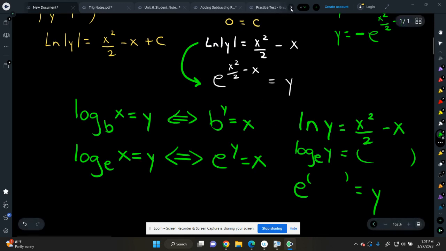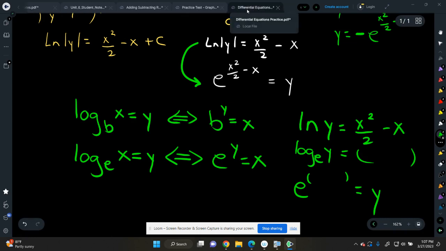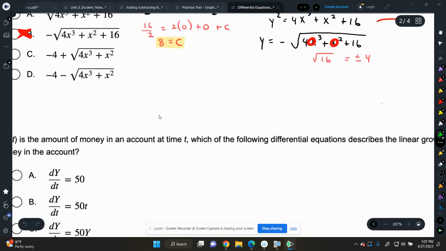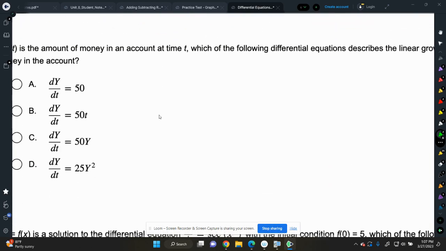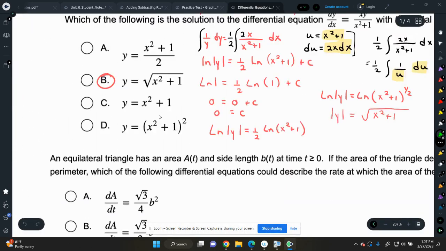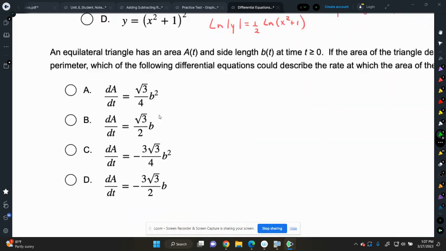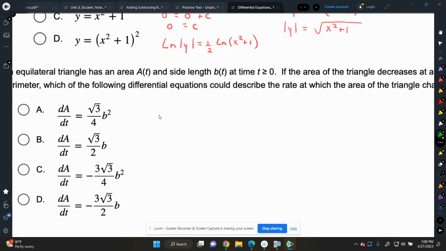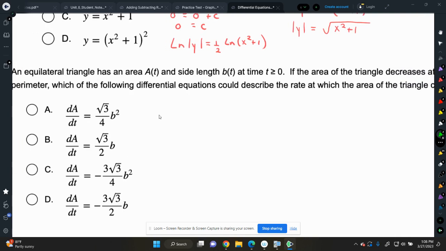Okay, let's go back to our worksheet and look at some additional types of problems. I skipped the equilateral triangle one, so let's do it now. An equilateral triangle has an area of... does anyone remember the formula for the area of an equilateral triangle?